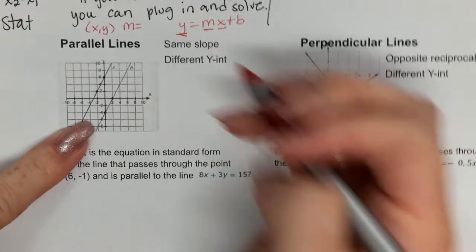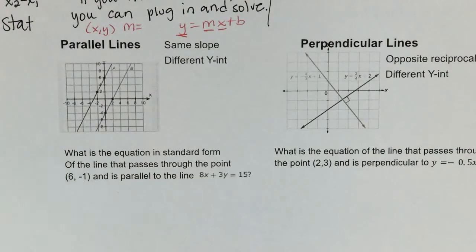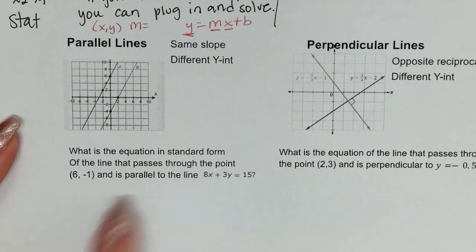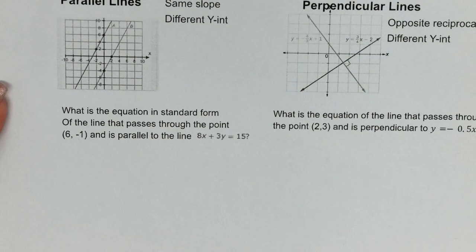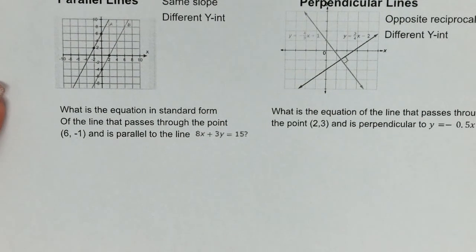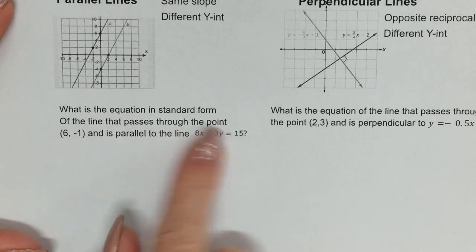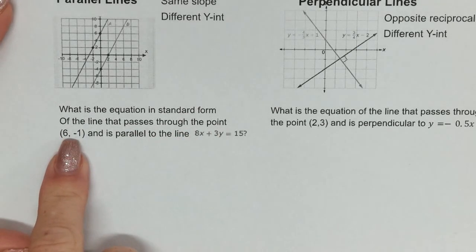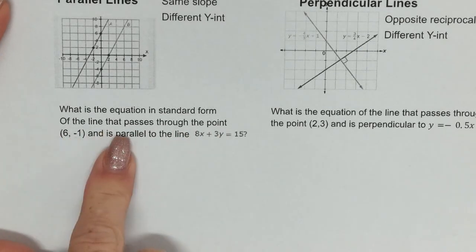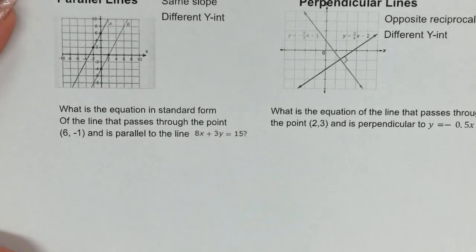Parallel lines have the same slope. They have the exact same slope. But are they going to have the same y-intercept? No. So knowing that information, let's read this question. It says, what is the equation? And it wants it in standard form. Okay, but we're not even going to worry about that right now. Of the line that passes through this point and is parallel to this equation.